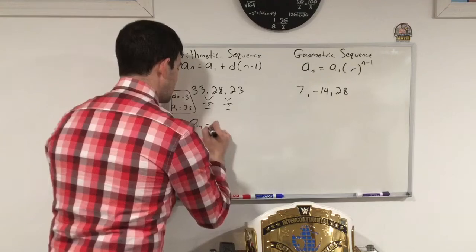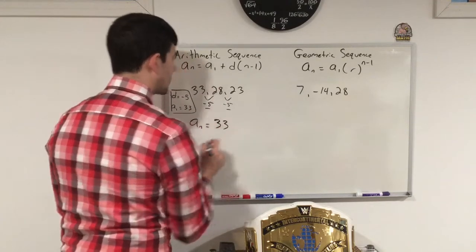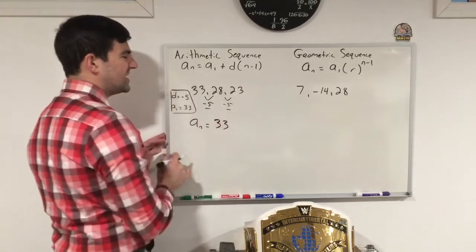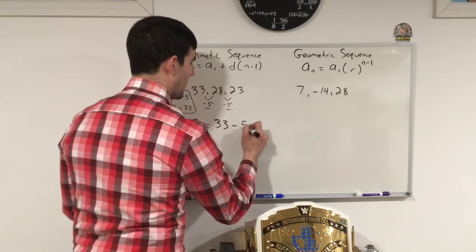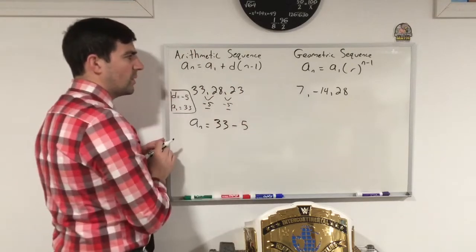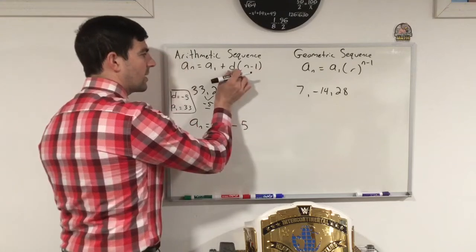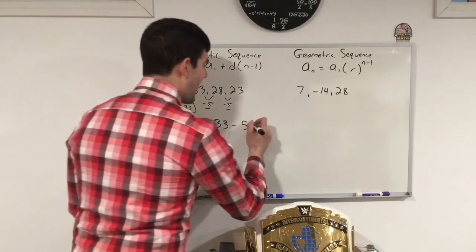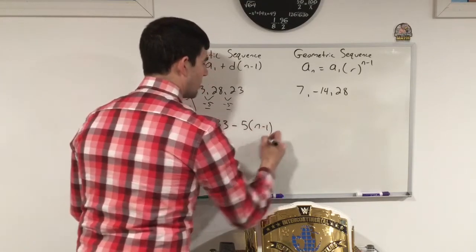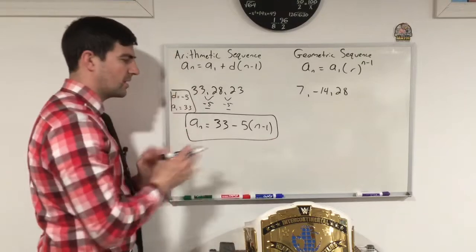A of n equals A of 1 is 33 plus d. So you can do plus negative 5, or you can just do minus 5. Remember, the formula that they give you on that reference sheet, the common difference is at the end. I recommend putting it in front of the parentheses because we're used to distributing. And this stays as n minus 1. Okay, I'm done. That's my formula there. I don't have to do anything else.